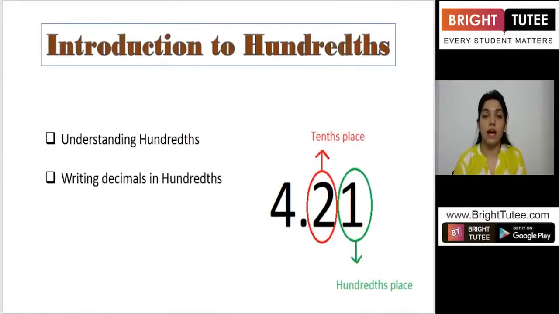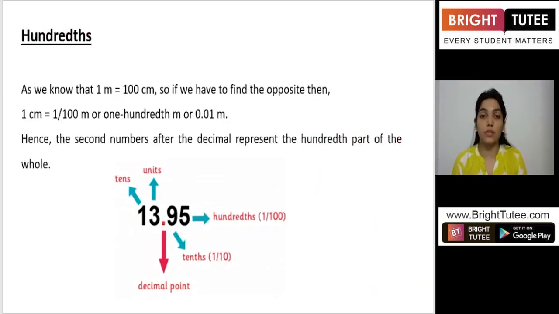So we understand how to work with tenths, and we learn how to write the decimal in hundredths, from fractions to decimals. Okay, so starting with hundredths. It says, as we know that 1 meter is equal to 100 centimeters. I hope you remember in the last class, we talked about 1 centimeter being equal to 10 millimeters. That's right. In your scale, you have 1 centimeter in between 10 divisions. You see that is in millimeters.